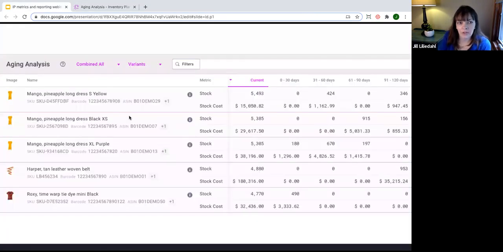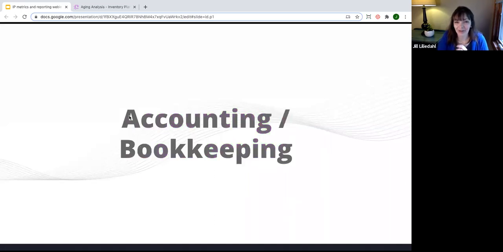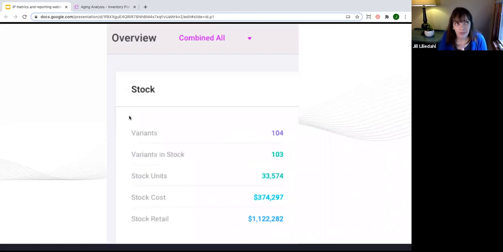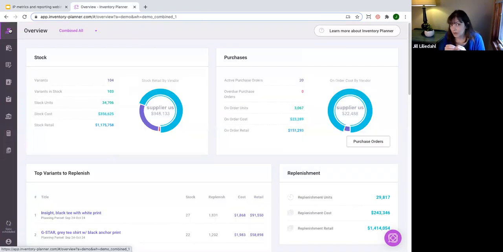Okay. So now let's get into coordinating operations. So here's where you make friends with your bookkeeper. Your bookkeeper is going to love this part. So we're getting into, your bookkeeper is probably asking you for the stock cost on a monthly basis, meaning the cost price is what you pay your vendor, and they want to know what's the total of that for everything you still have on hand in your warehouse, okay?